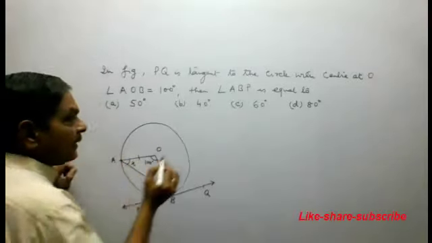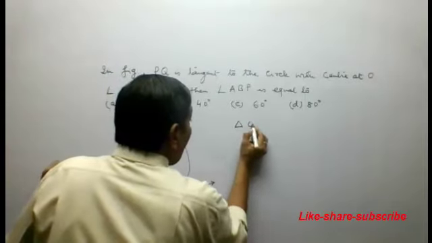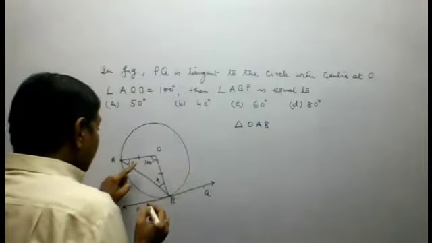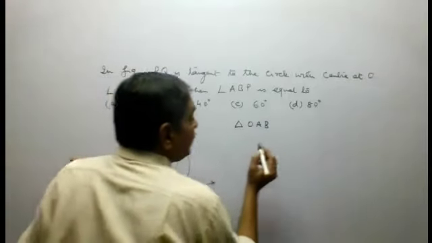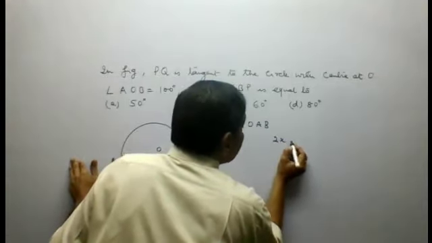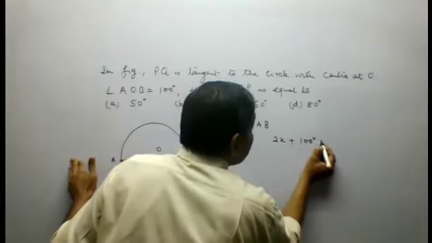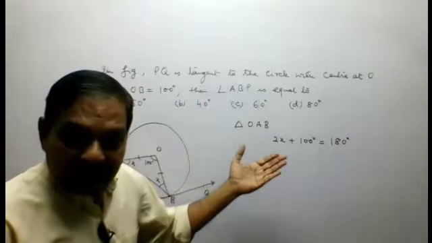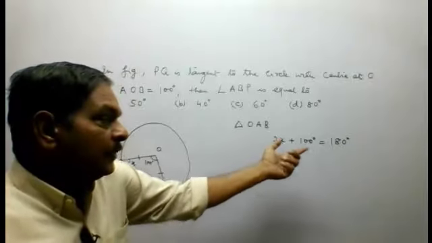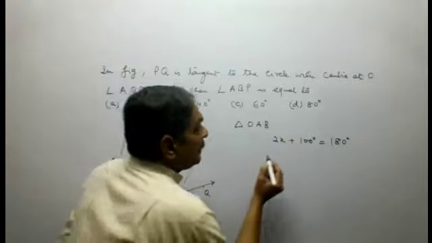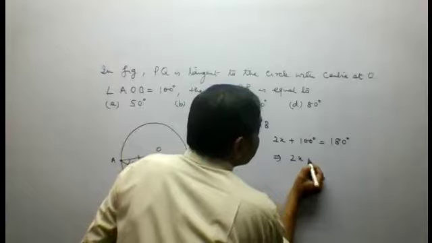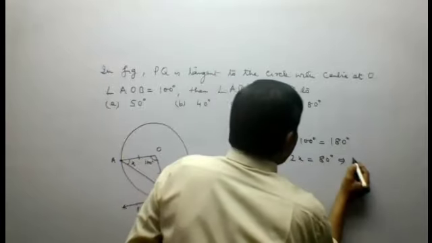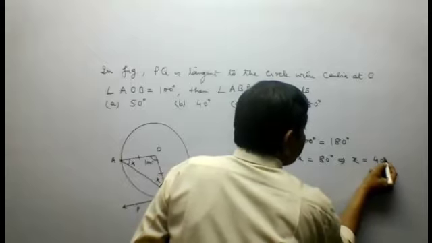Means in triangle OAB, we can say that 2x plus 100 degrees should be equal to 180 degrees. Sum of the inner angles of the triangle should be equal to 180 degrees. So this gives us 2x is equal to 80 degrees, which gives us x equal to 40 degrees.